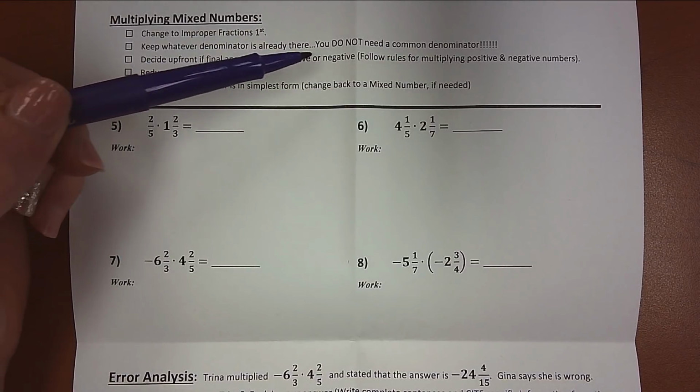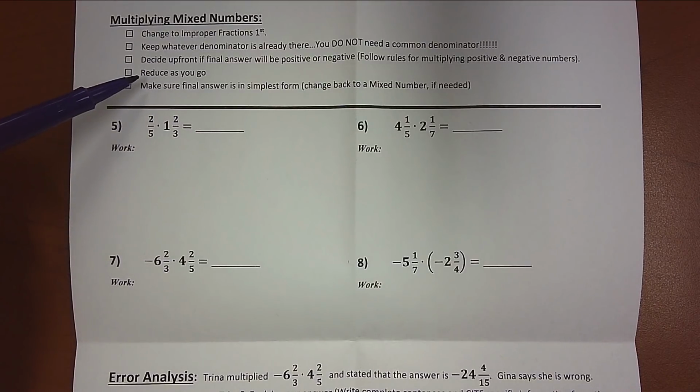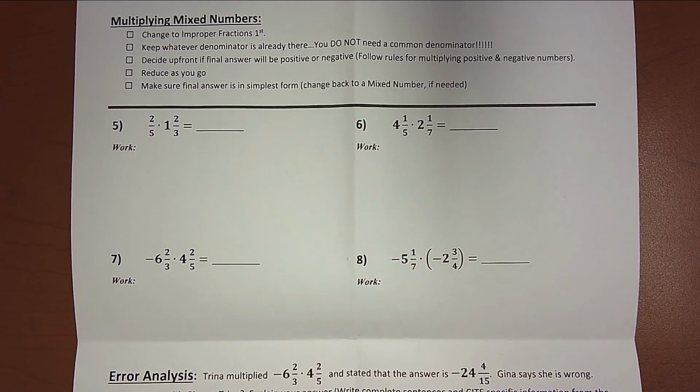Decide up front if our answer is positive or negative so that we don't forget it at the end. We'll reduce as we go and then make sure that our answer is in simplest form when we're done, and change back to a mixed number if we need to.